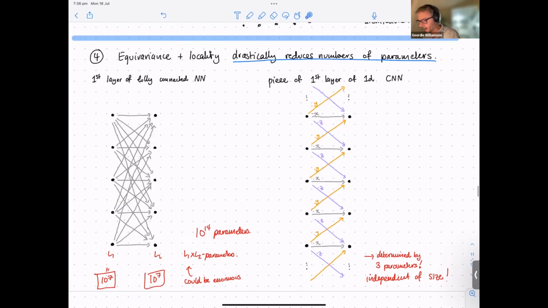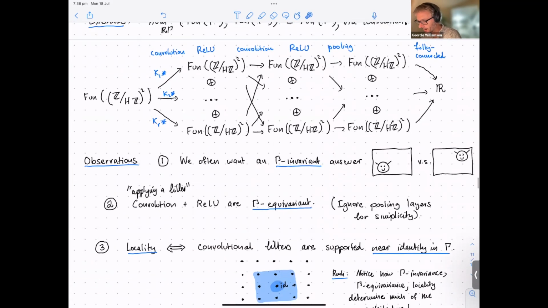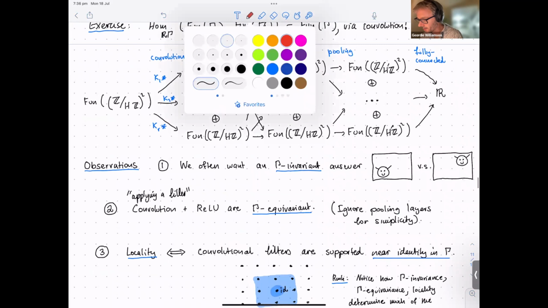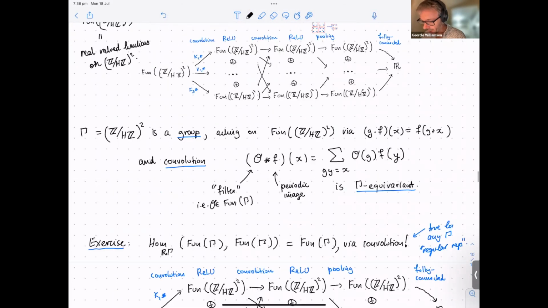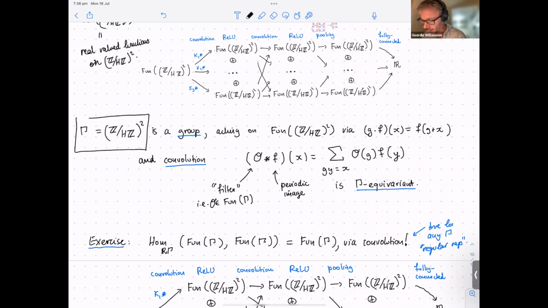So please, what is gamma? So sorry, yeah, so gamma. Gamma is Z mod HZ squared.